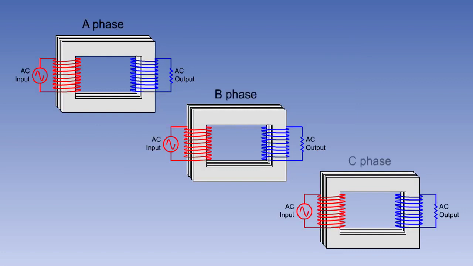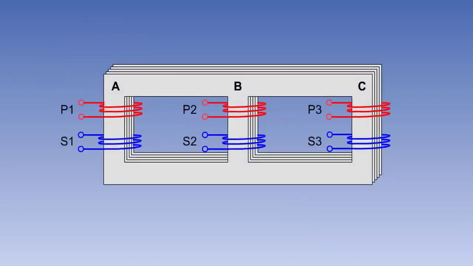The output of a three-phase AC generator can be transformed by using either three single-phase transformers or a three-phase transformer, which consists of a laminated core with three limbs on which are wound the three sets of primary and secondary windings.